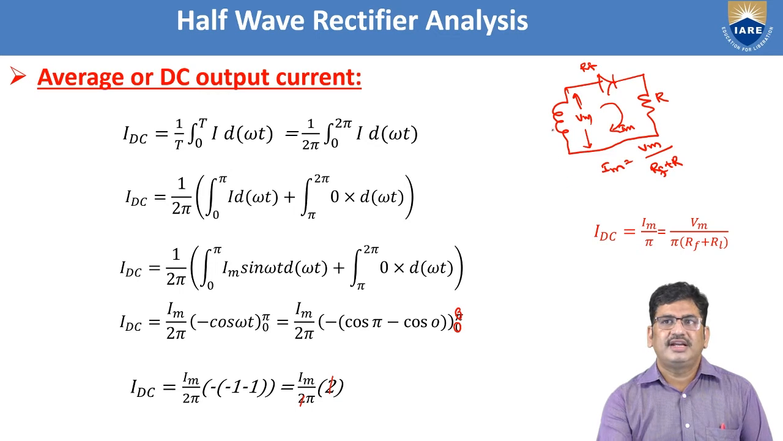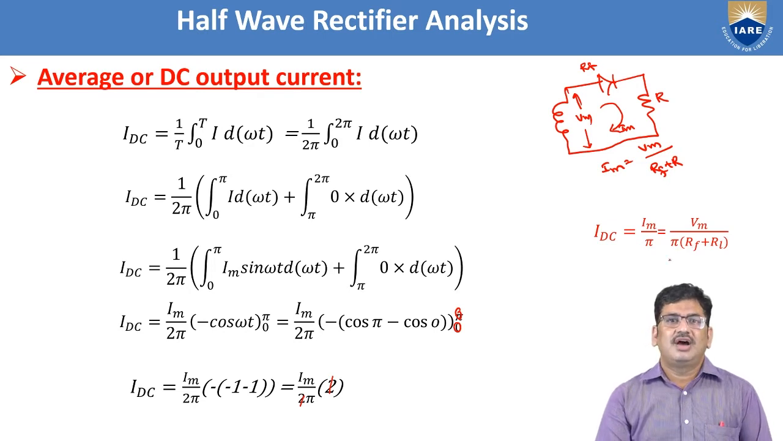If you are considering the secondary windings, the resistance Rs can also be included. I am assuming the resistance of the secondary winding Rs is equivalent to 0. So I can relate Im with Vm as Im is equivalent to Vm divided by Rf plus R, substituting in the IDC expression, which will lead to Vm divided by pi into Rf plus RL.